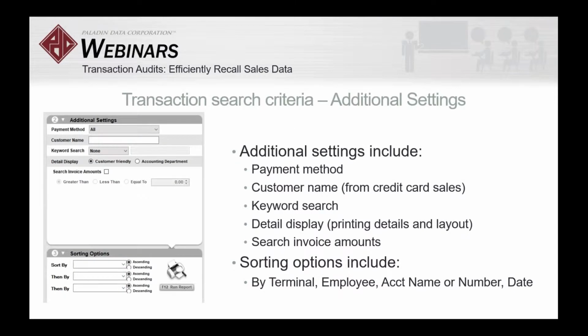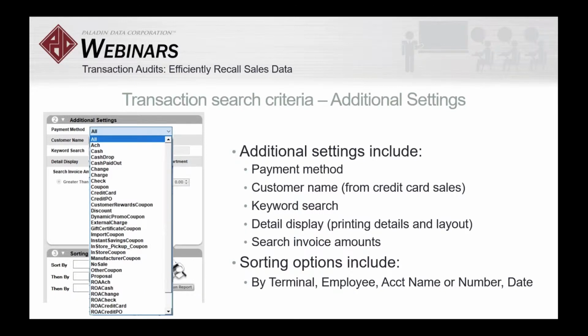But in this case, under the additional settings, you can put in customer name that was automatically collected when a credit card was swiped. In addition, you have keyword search capabilities. We'll get into that specifically. I'll list all those out for you. And you can also determine the type of layout that you want for this, whether it's customer friendly or accounting detailed. Customer friendly is going to give you information that you can share with the customer. Obviously, the accounting department is more information that you don't necessarily want to share with your customers. It has things like profit, cost, those types of things. And then you can also search invoice amounts greater than, less than, so on and so forth, and then sort them.